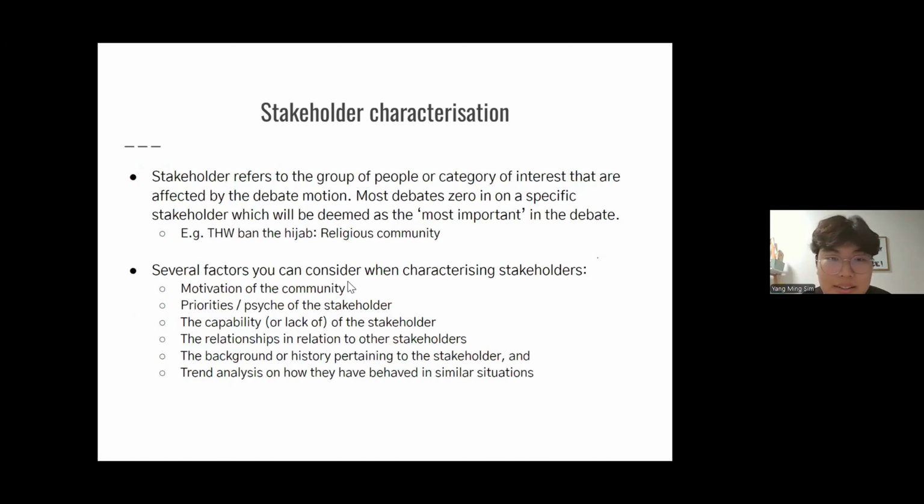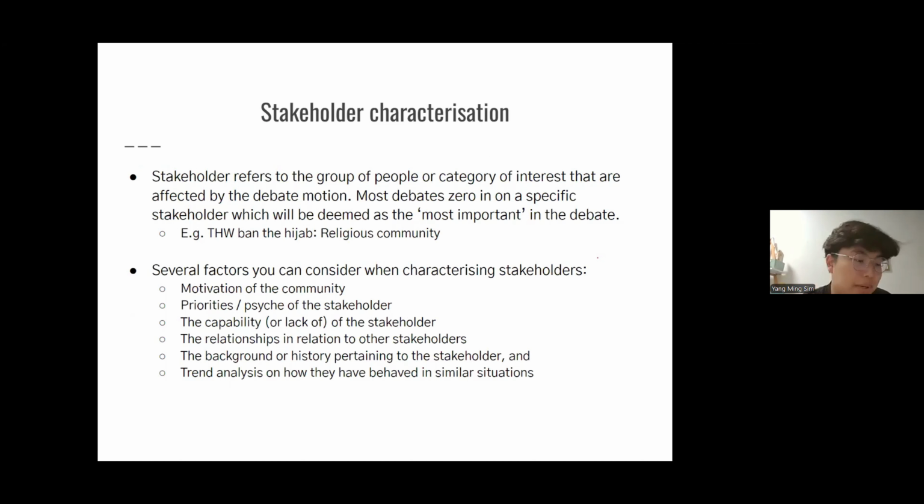Okay, again, let's talk about the first part, stakeholder characterization. Stakeholder refers to the group of people or category of interest that are affected by the debate motion. Most debates zero in on a specific stakeholder which will be deemed as the most important within the debate. Let's look at this: this house would ban the hijab. The biggest thing is probably the religious community.